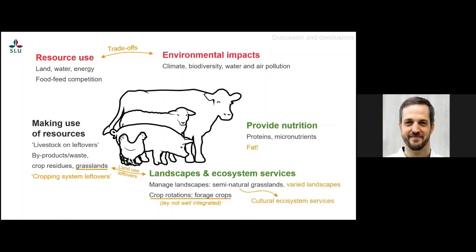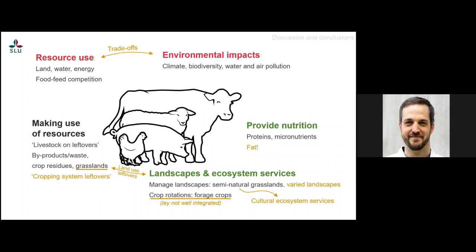And we saw that farms with ruminants were positively associated with several of the indicators for ecosystem services. And we saw that semi-natural grasslands were related to cultural ecosystem services. But we did also see that the ley production that is seen as beneficial here on the ruminant animal farms were often not well integrated into the cropping system, which means that some of these potential positive effects of cultivating ley are not currently realized.